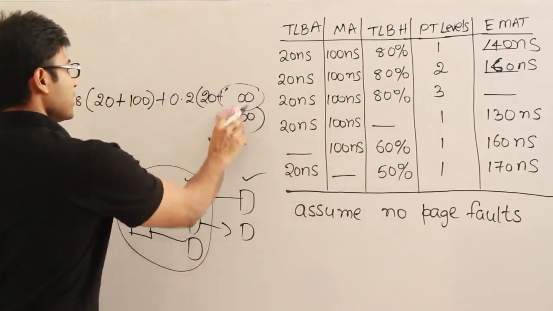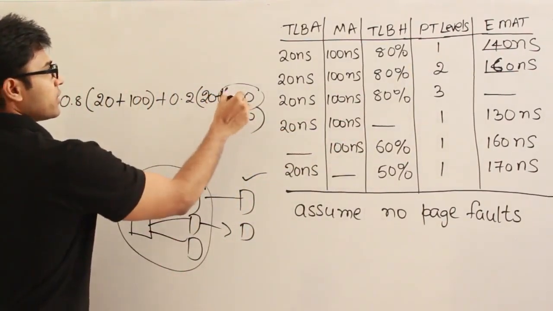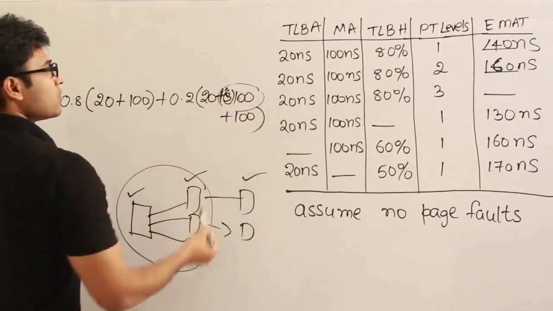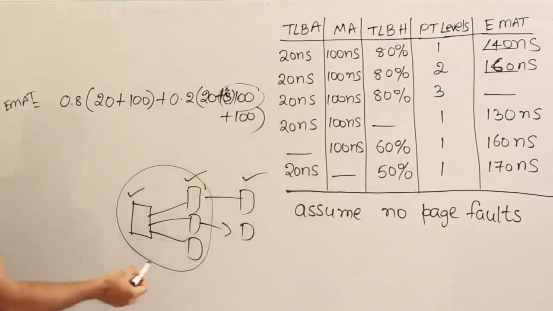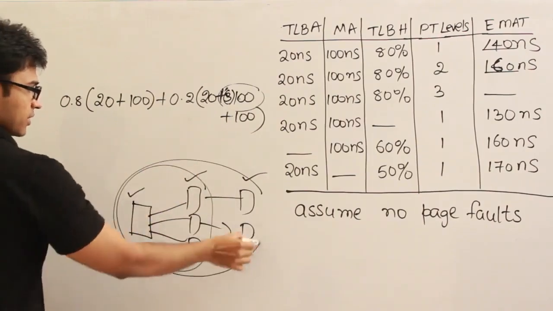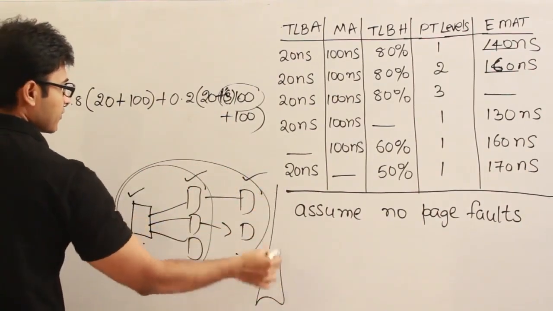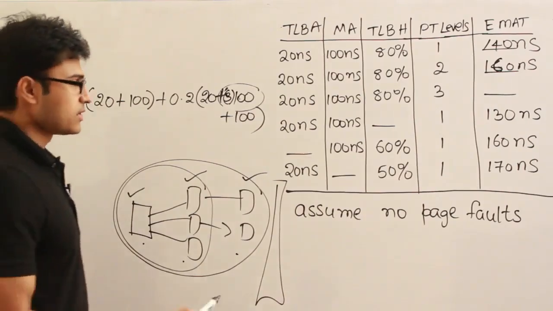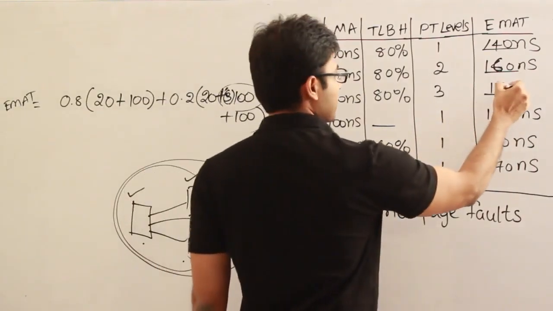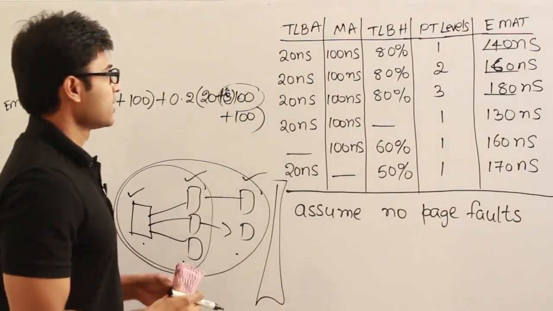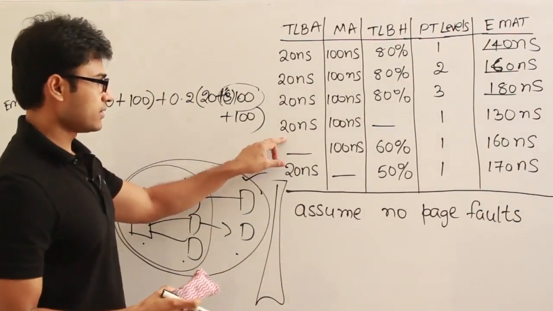So instead of 2 here, I'm going to put 3 into 100, right? So then what happens, whenever there is a miss, this entire is the page table. Now I have to access the main memory 3 times, and then finally the required process, right? So how much is it going to be? 180 nanoseconds.